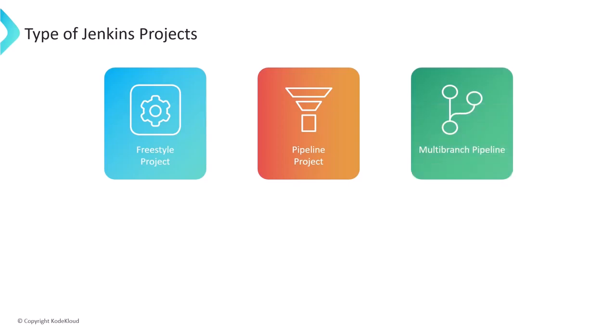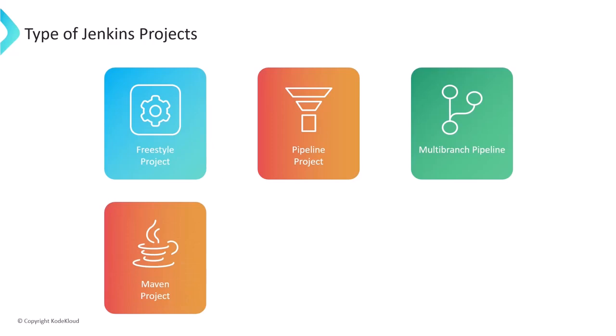Multibranch pipelines build upon pipeline projects by allowing you to manage builds from multiple branches in a single code repository. It's ideal for handling projects with frequent branching and development activities. A Maven project streamlines building projects that use Maven, a popular build automation tool for Java projects. Jenkins automatically detects and executes Maven commands based on the project's pom.xml file.